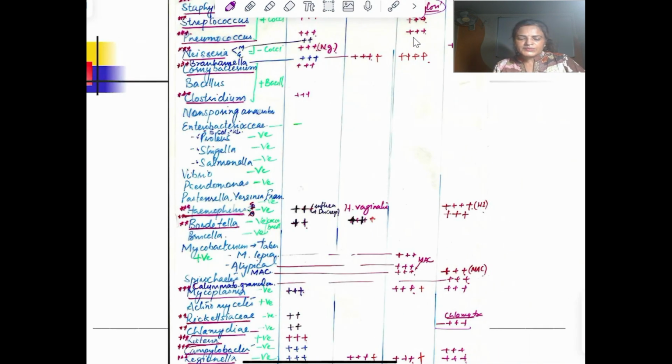Now coming to the next one, clarithromycin. In clarithromycin, whatever is here, you can see LORI. LORI is H. pylori, because in this line I could not write the H.